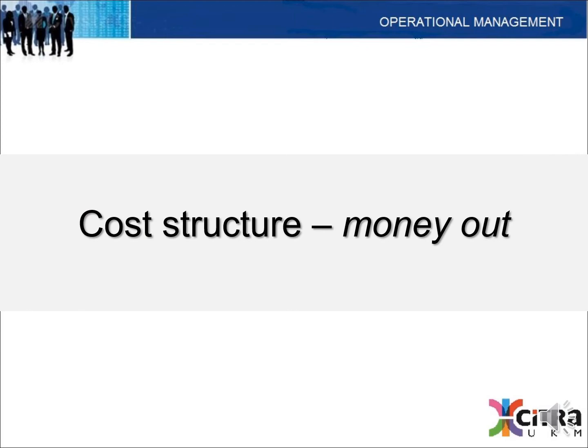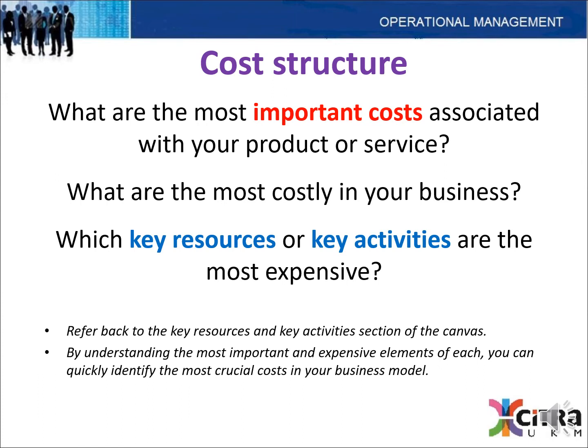So we start with the cost structure. The cost structure is also known as money out. Money out means that you spend money on something. When we talk about the cost structure, there are a few questions you need to ask yourself. First, what are the most important costs associated with your product or services? Bear in mind the main thing that you need to buy in order to produce your product.